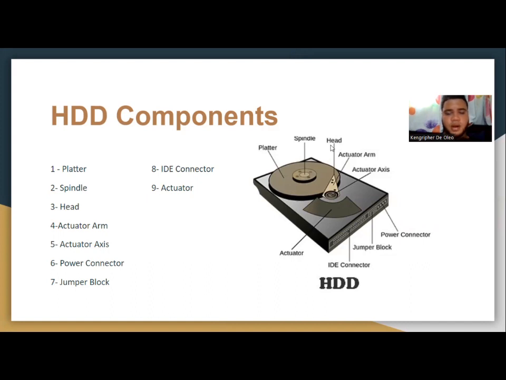Here we have the head. Here we have the actuator arm. Next is the actuator axis. Here we have the power connector, or the alimentation connector. Here we have the jumper block, and here the IDE connector or motherboard connector. Here we have the actuator.